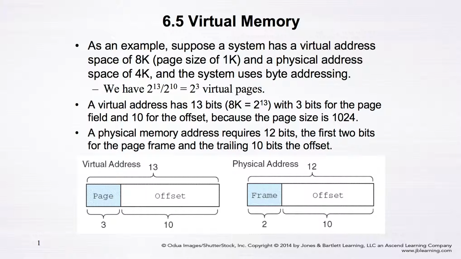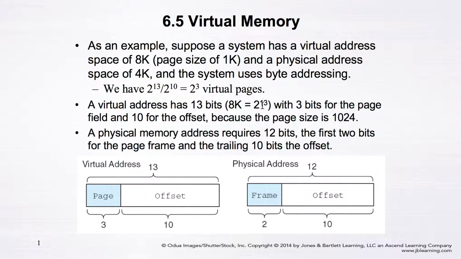From the information there, you can see that the total number of virtual pages is 2 to the power 13, which is 8 kilobytes divided by a size of 1 kilobyte, that's 2 to the power 10, so it's 2 to the power 3. That's 8 virtual pages. A virtual address has 13 bits, because 8 kilobytes is 2 to the power 13.